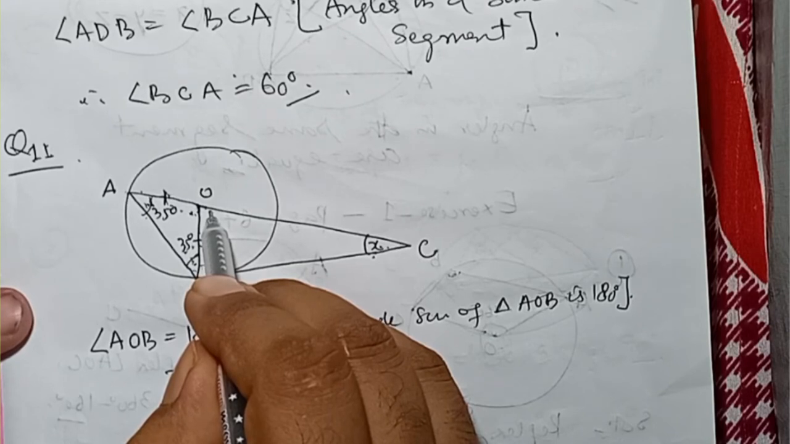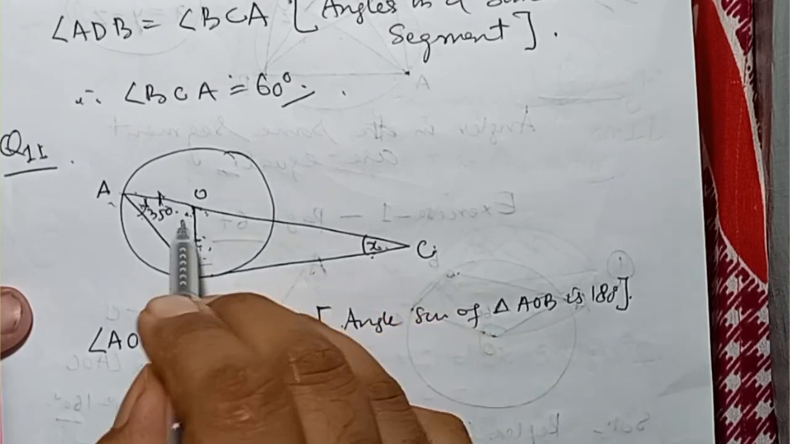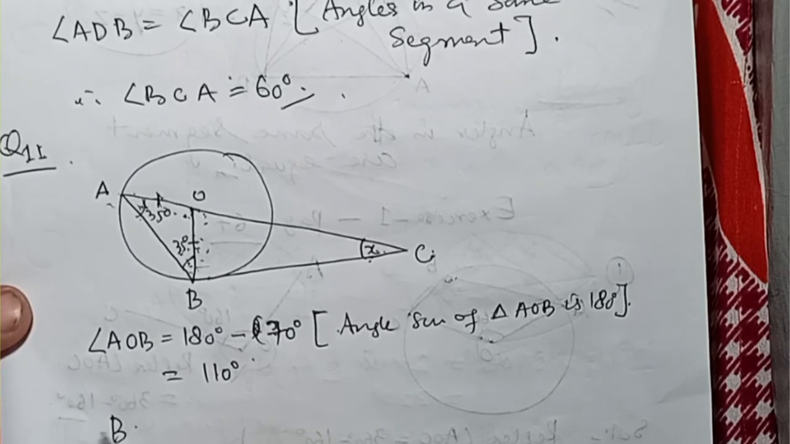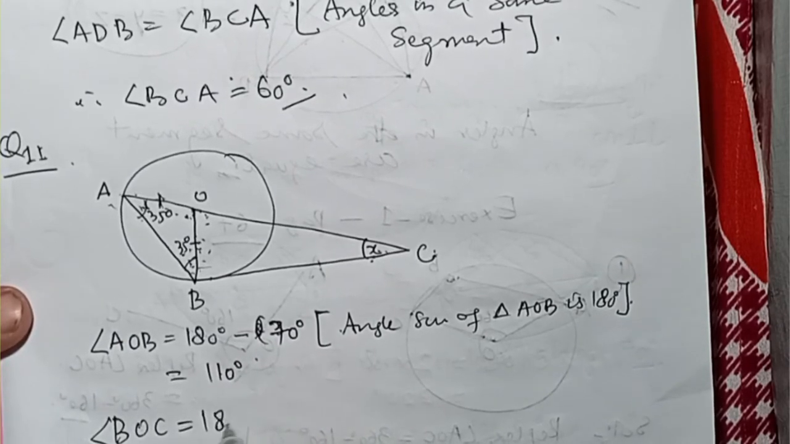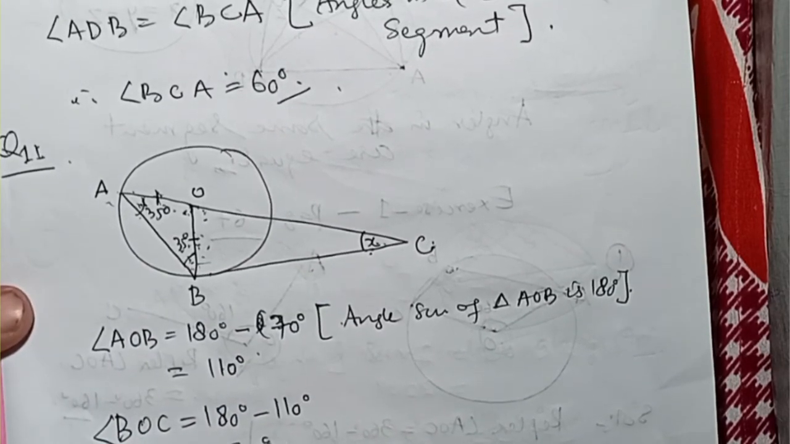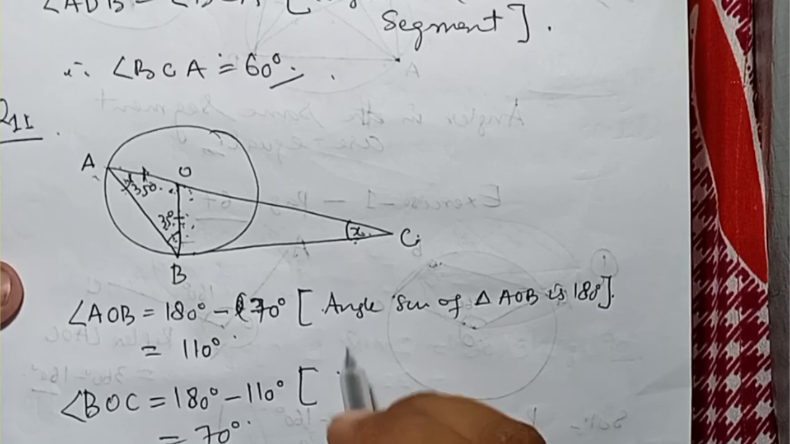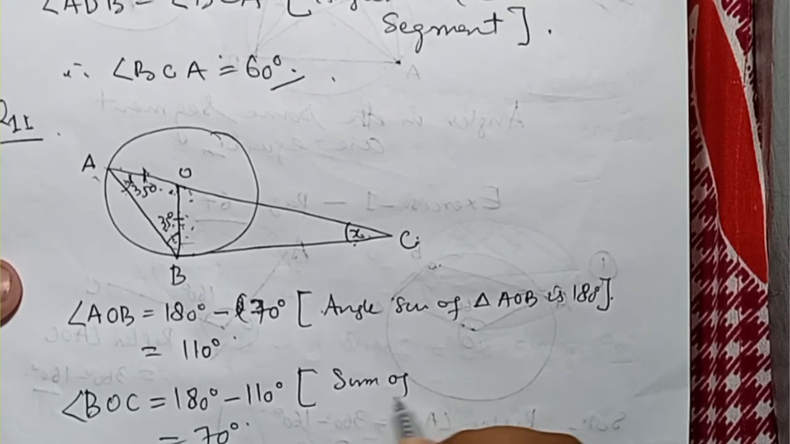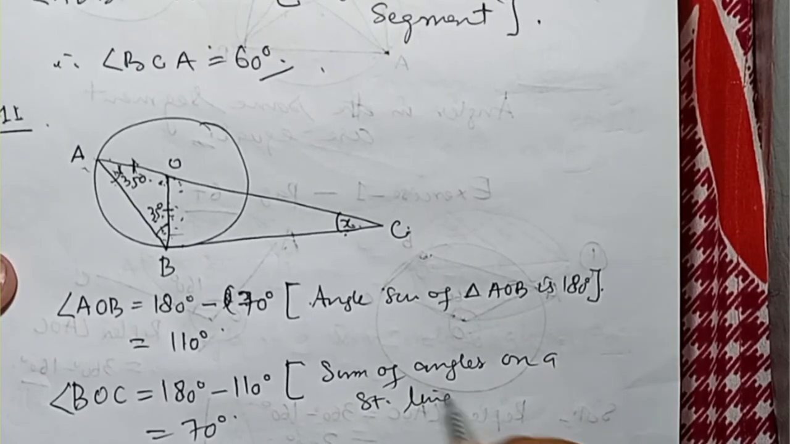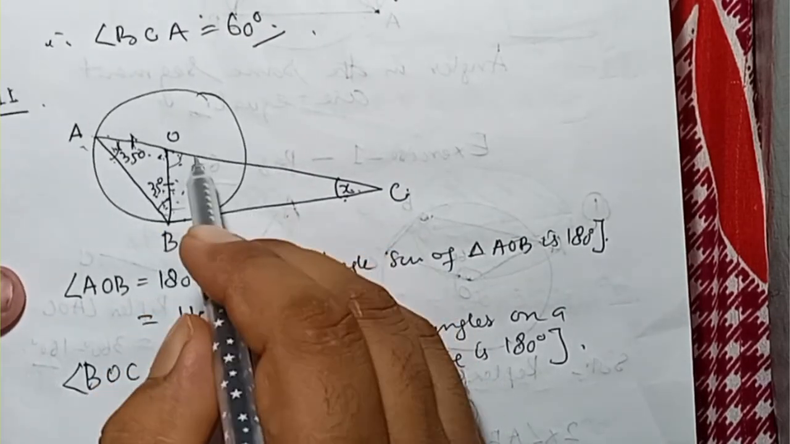This angle I can see here. You can see this AC is actually AOC. It is a straight line. So I can find angle BOC is equal to 180 minus this angle. What is this angle now? 110 degree. So it is 70 degree. Here I can write sum of angles on a straight line is 180 degree. So now I know this angle, this is 70 degree.